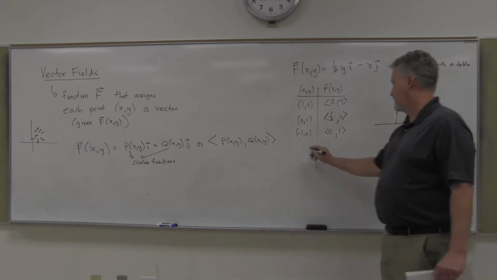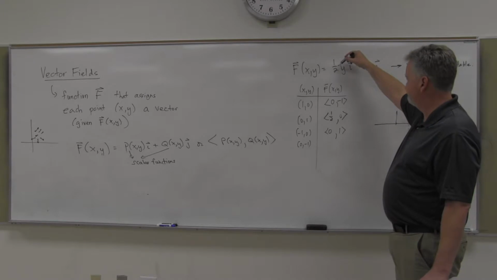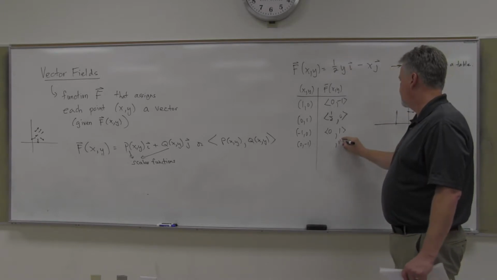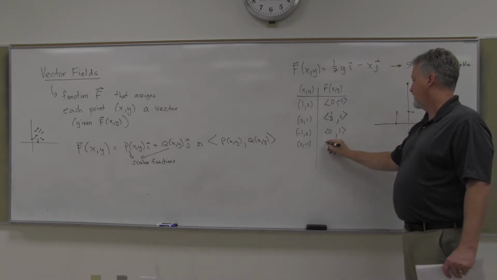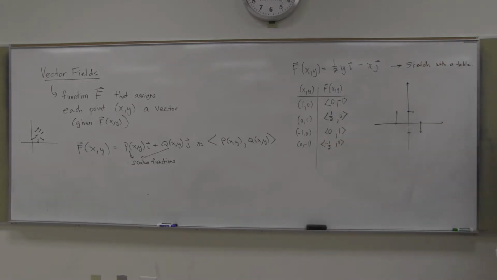And then complete the circle here. Let's do 0, -1. X is 0, so that part would be 0, and -1/2 would be the i component. So at 0, -1, I have -1/2, so it'd be backwards a half, and then 0 in y. You can see we're putting together a little vector chart.